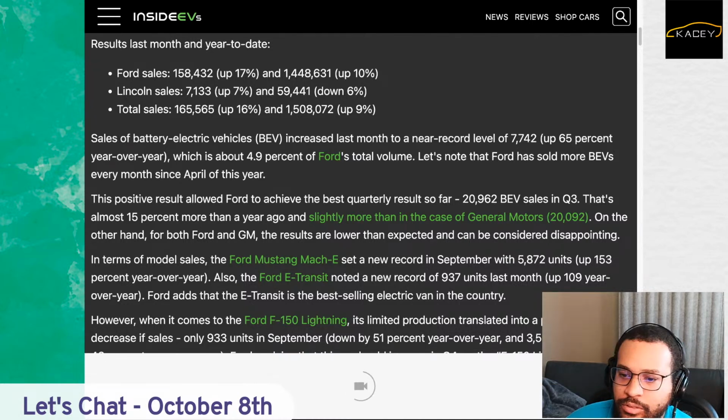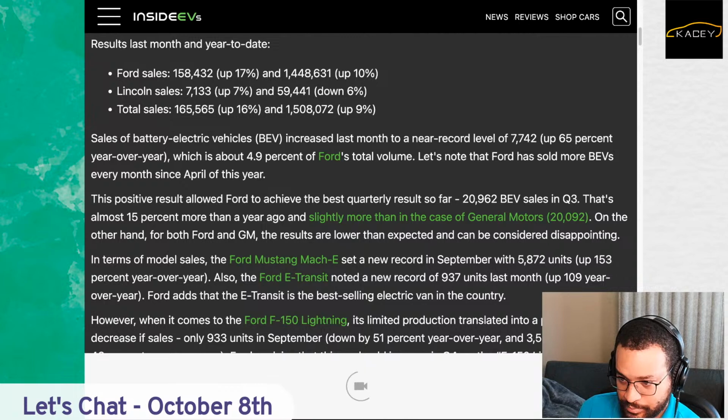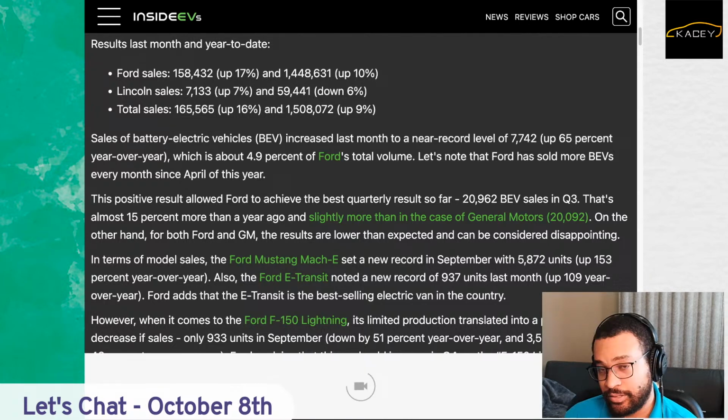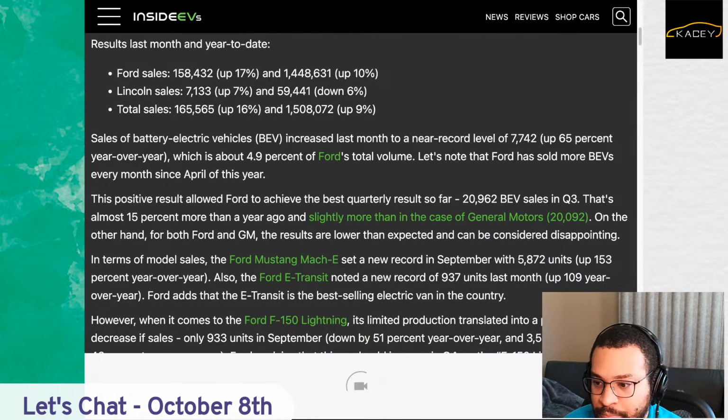That's good. The positive results allowed Ford to achieve the best quarterly result so far of 20,962 BEVs in quarter three. That's almost 15% more than a year ago and slightly more than in the case of General Motors. And none of them on the Ford side are actually super affordable at the 25 starting price. On the other hand, for both Ford and GM, the results are lower than expected and may be considered disappointing. I'm disappointed.